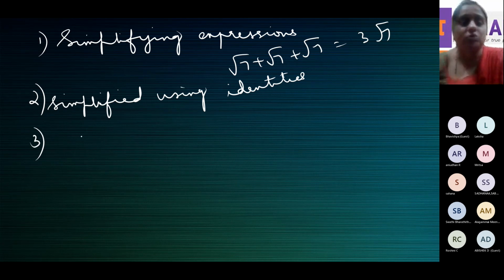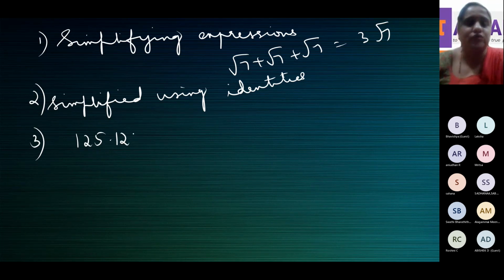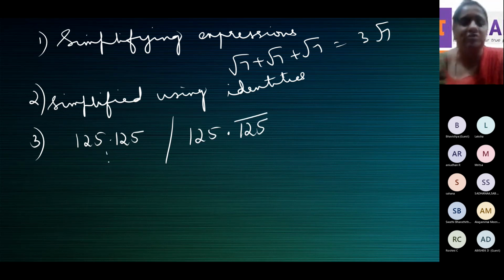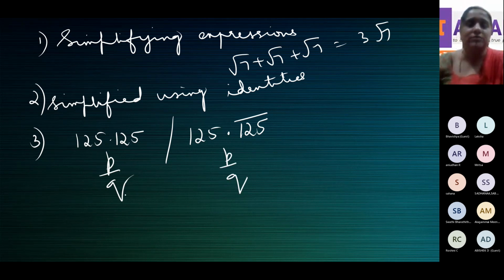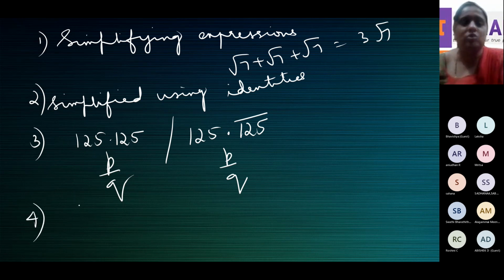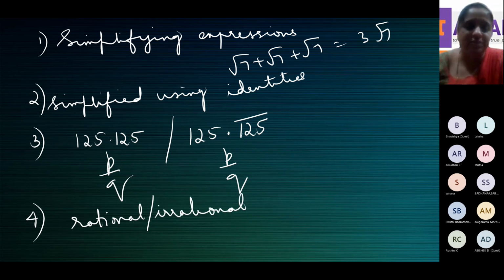Next, we learned how to express a terminating decimal like 125.125, or a non-terminating repeating decimal, in the P by Q form. We understood how to express both in the P by Q form. And finally, I told you very quickly how to classify expressions as rational or irrational. Always simplify.